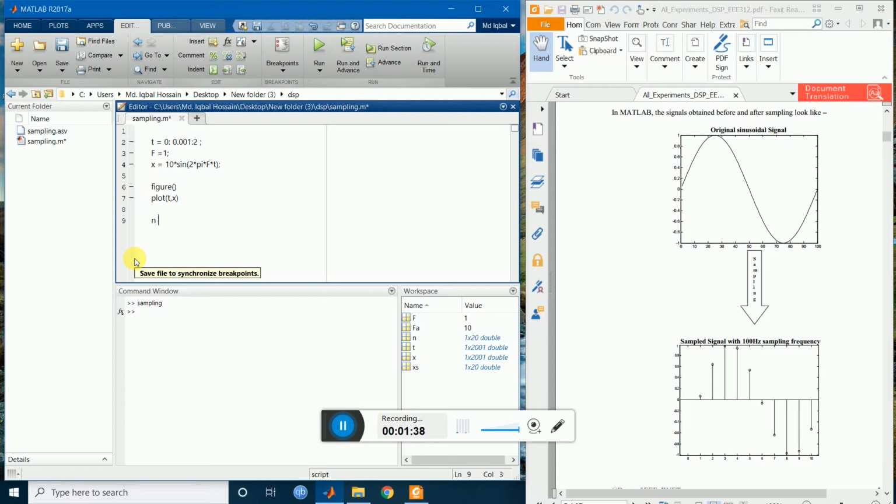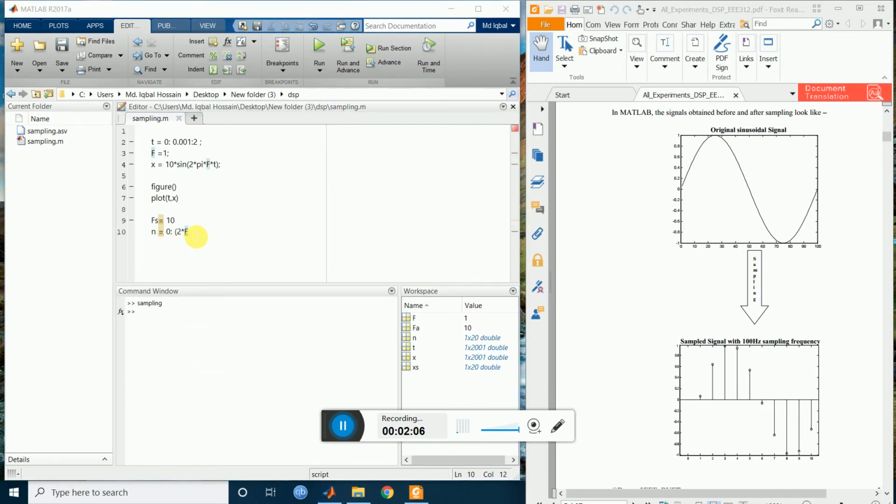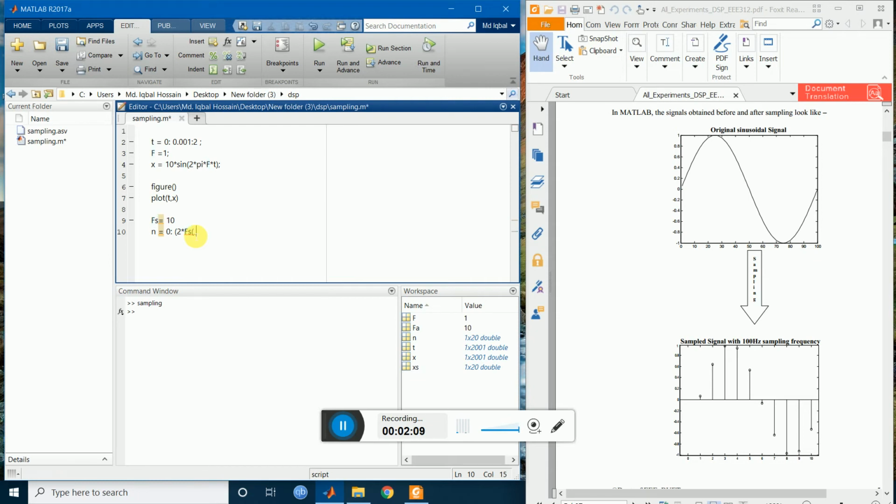Let's say I have the sampling frequency fs is equal to 10. So for every 1 second I will have 10 samples. So n should be 0 to, the signal is of 2 seconds, so samples will be 2 star fs minus 1, since I am starting with 0. Okay, 0 to 2 into fs minus 1.